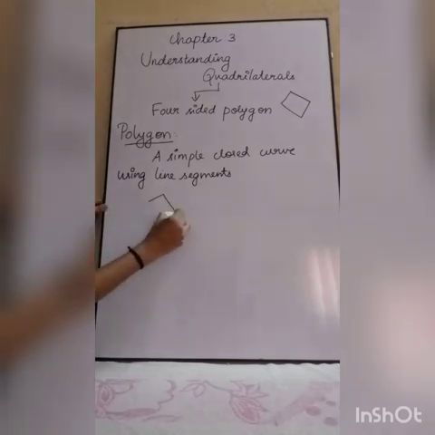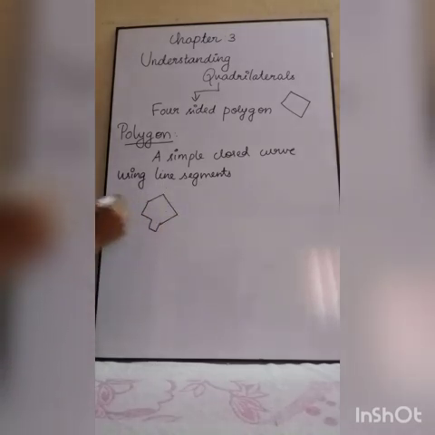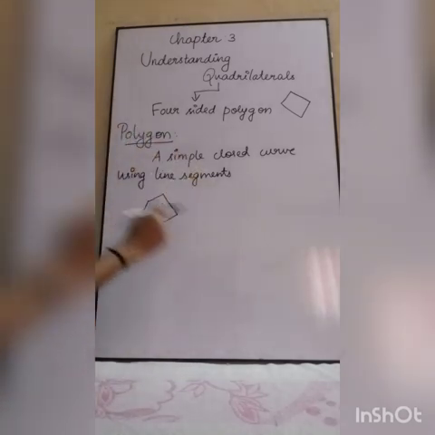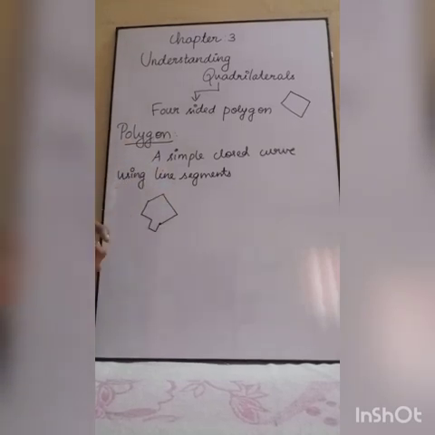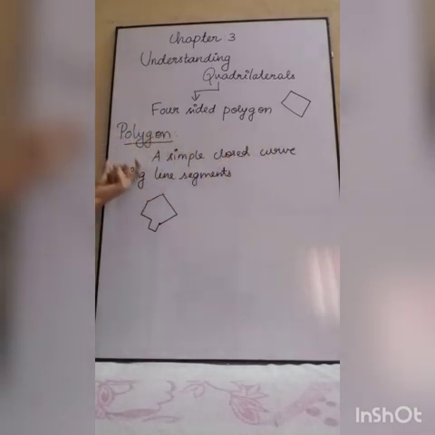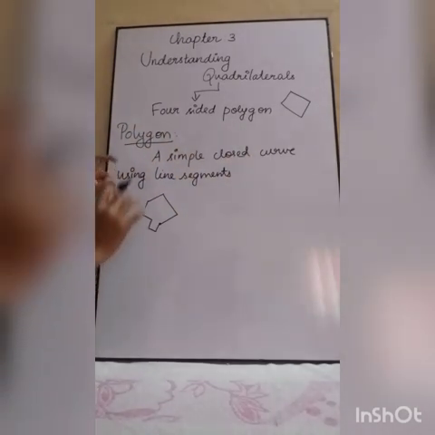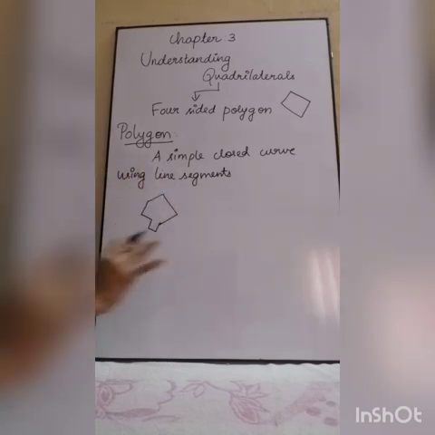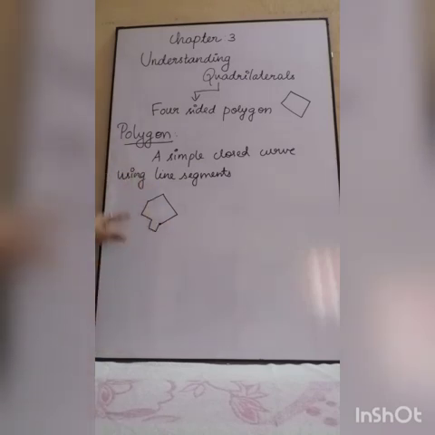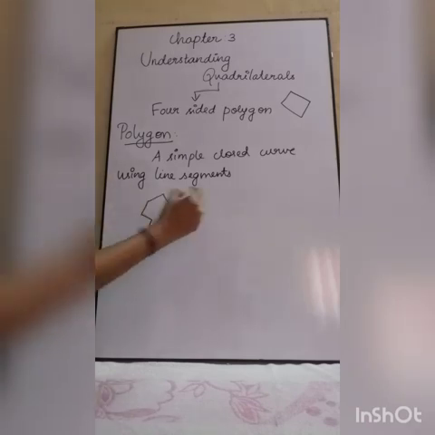Okay, closed figure means what? It should be closed. There should not be any opening in this figure. Then simple means what? There should not be any intersection in the figure. So the polygon definition is a simple closed curve using line segments. So it should be a simple curve, there should not be any intersection, and it should be a closed curve using line segments. So we have drawn this polygon using line segments. This is a polygon. Likewise you can draw.